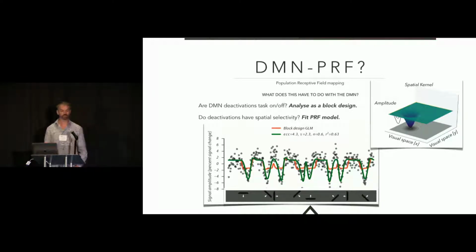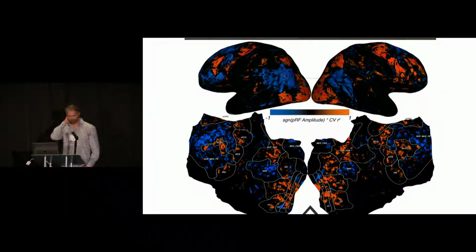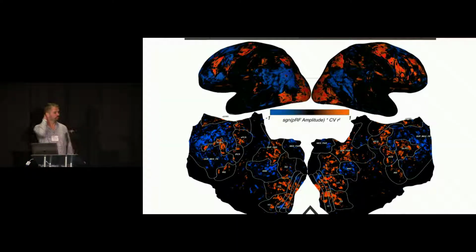What that means is that these voxels seem to report visual field location by means of their deactivations. Now, I can do this for every voxel, of course. What I'm plotting here is just the sine of the amplitude of the PRF multiplied by its cross-validated R². And for the remainder of the talk, I'll only be presenting voxels in which the cross-validated R² of the spatially specific PRF model is higher than that of the on-off model.